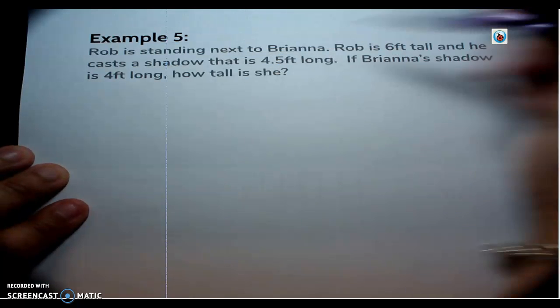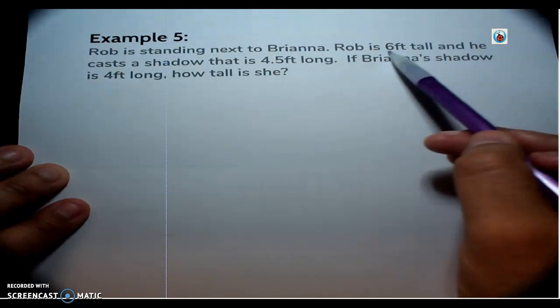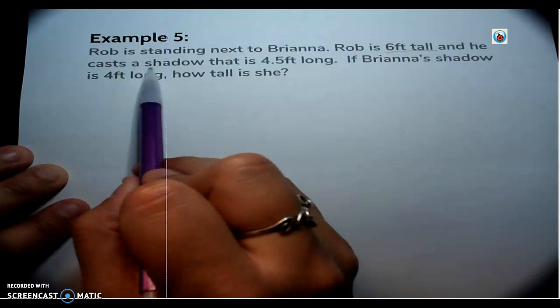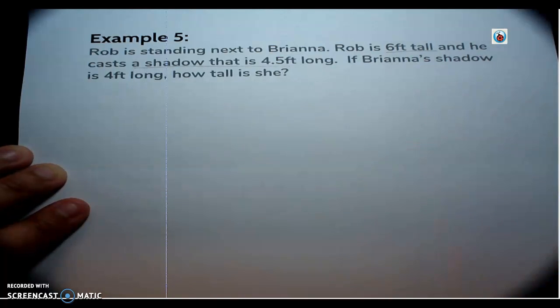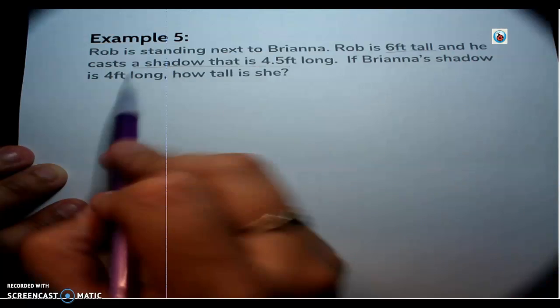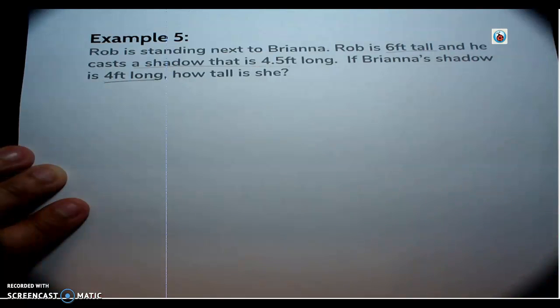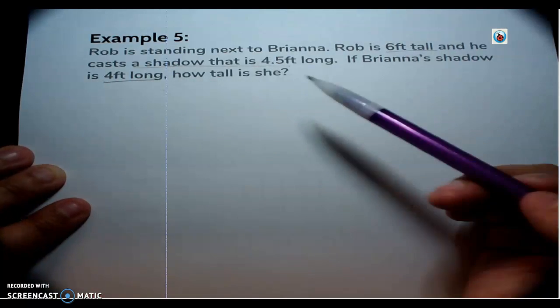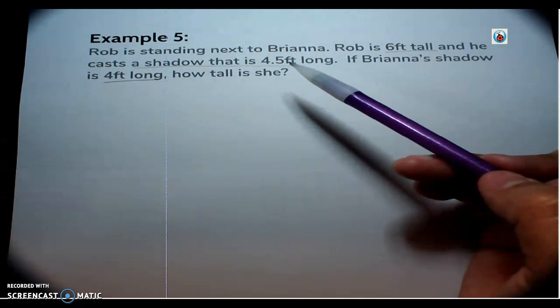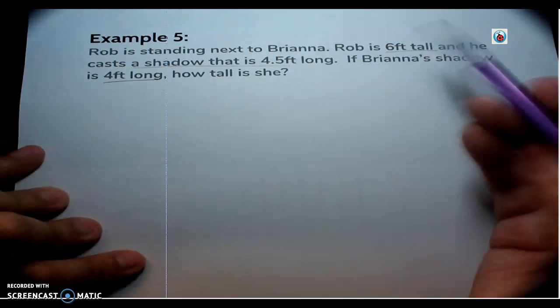So Rob is standing next to Brianna. I know Rob is 6 feet tall, and I know he has a shadow that's 4.5 feet long. Brianna's shadow is 4 feet long. So just looking at the shadows, I can tell that Rob should be a little bit taller because his shadow is a little bit longer than hers.